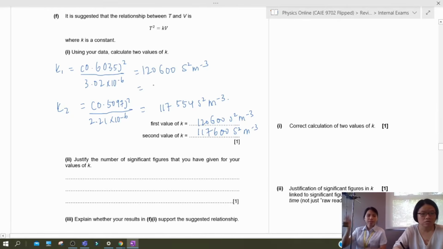Can. Okay lah, never mind. Then this one we'll continue. It will be 0.1206 s square cm -3.